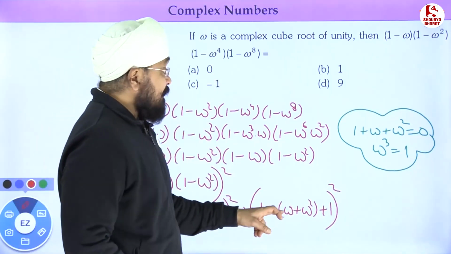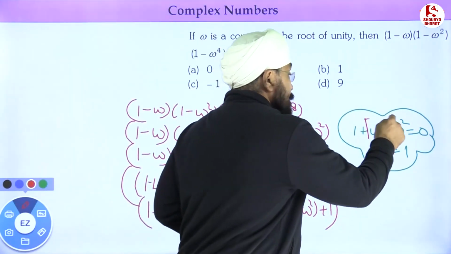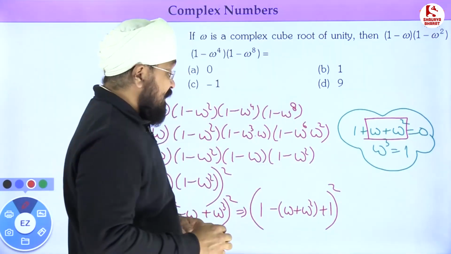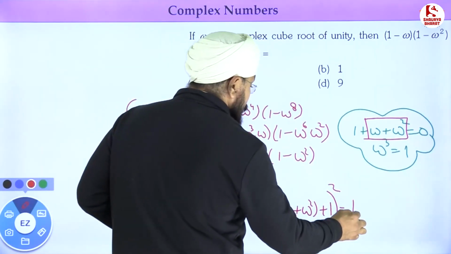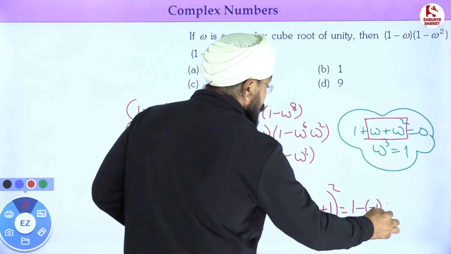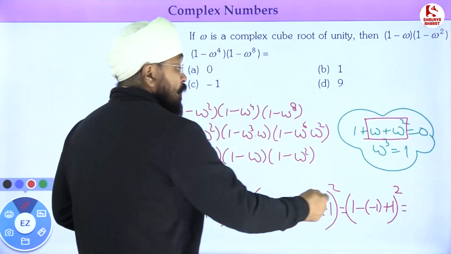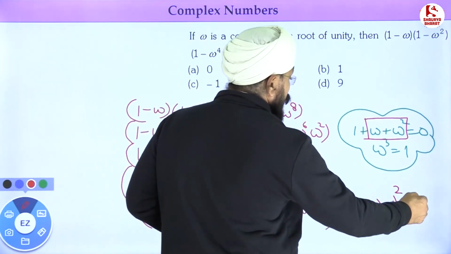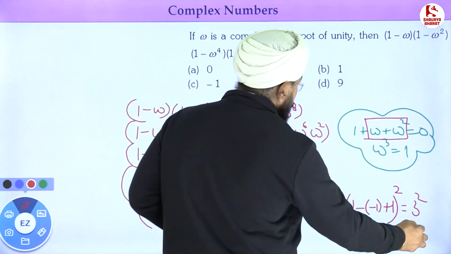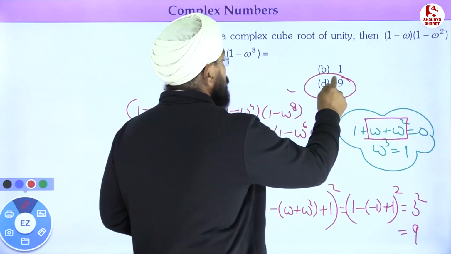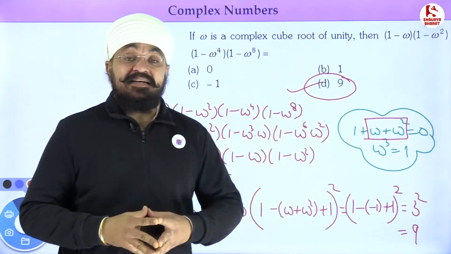Now how can we write this? Omega plus omega square will be equal to minus 1. So I'll put this as (1 minus of minus 1 plus 1) whole square. So this becomes (1 plus 1 plus 1), which is 3 whole square. So 3 whole square means 9. So for this particular question, your answer is 9.